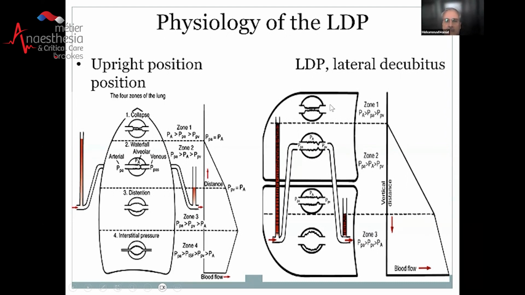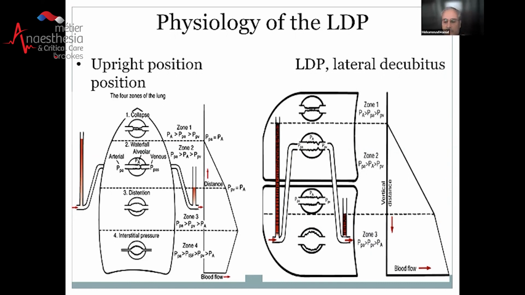Zone 1 is basically a dead space where alveolar pressure is higher than arterial pressure. In zone 2, arterial pressure is higher than the alveolar pressure. And then zone 3 is the most dependent area of the lung, where the blood supply and the perfusion is the most in this position.